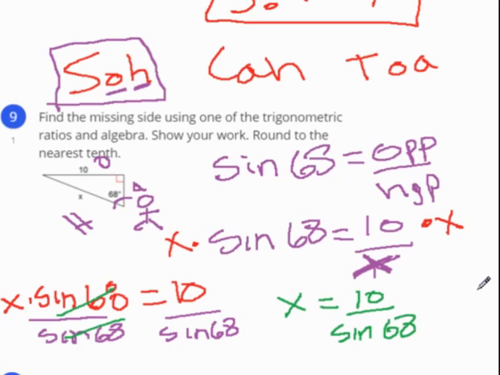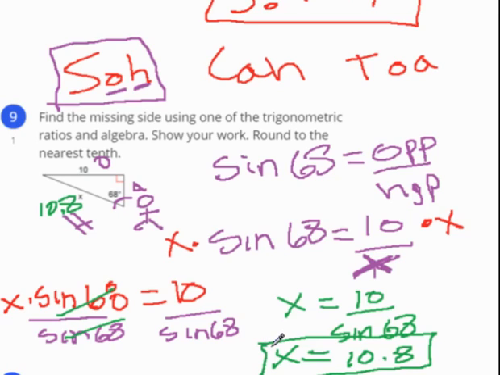And since I already checked for the mode, I'll just ask my calculator. 10 divided by sine of 68, and I'm getting 10.78. Well, 10.78 rounds to 10.8. So that means this hypotenuse side is 10.8 units long. Two-step equation, people.